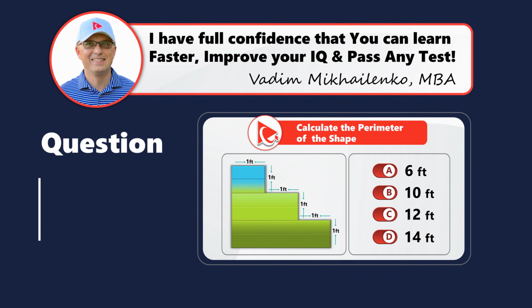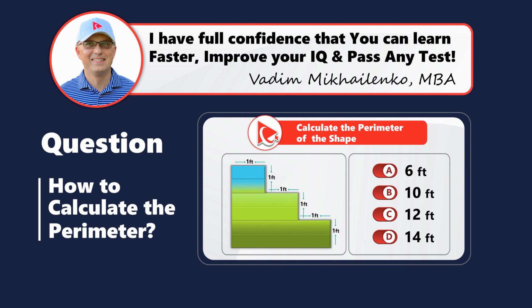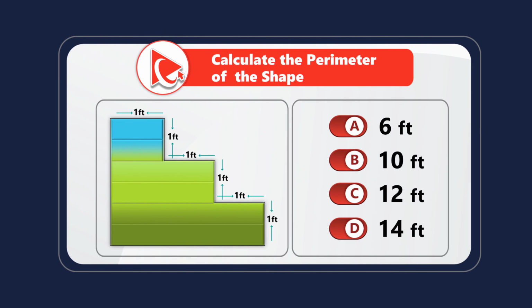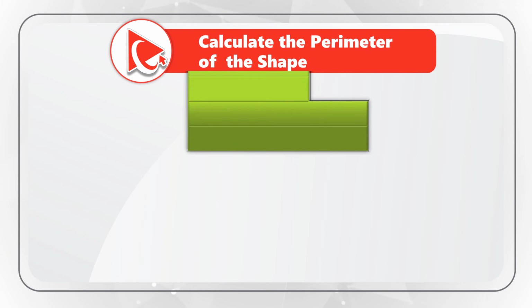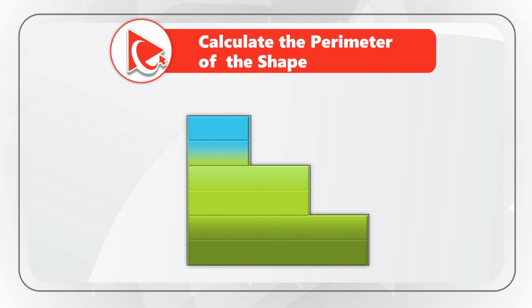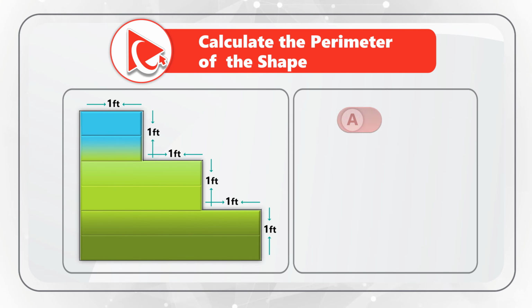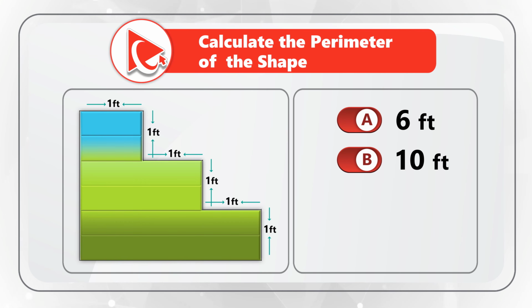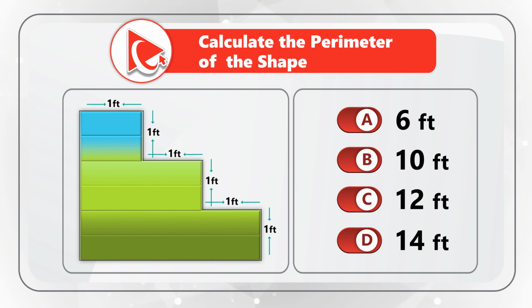I love this question because it tests your spatial reasoning, and if you try to solve it on your own, it boosts your IQ and intelligence. You're presented with an unusual looking shape, which has some measurements, and you need to calculate the perimeter of the given shape and select it out of 4 possible choices. Choice A, 6 feet. Choice B, 10 feet. Choice C, 12 feet. And last but not least, choice D, 14 feet.